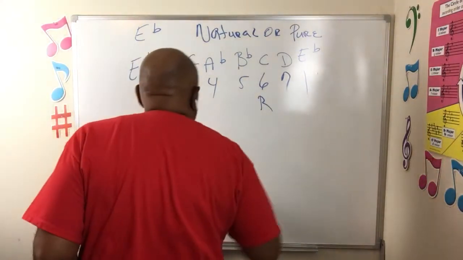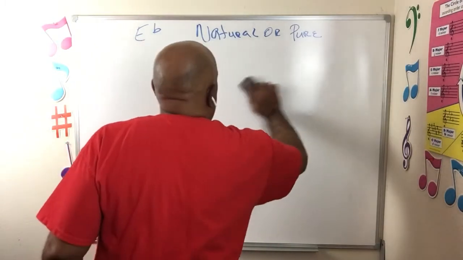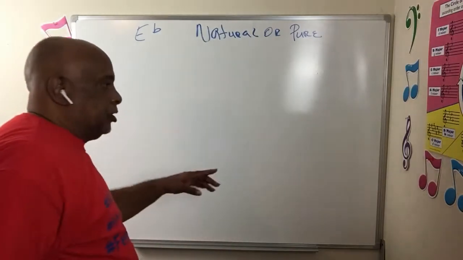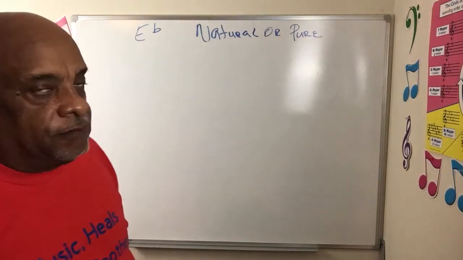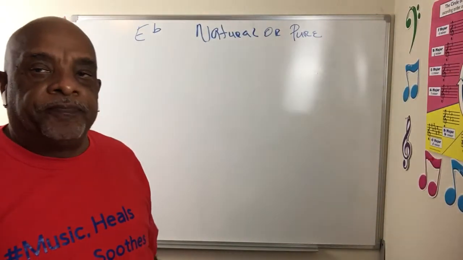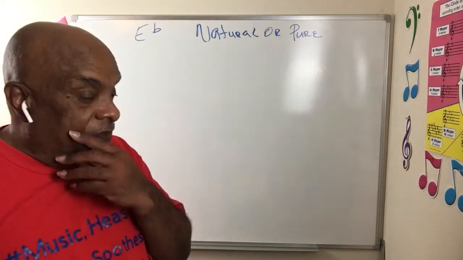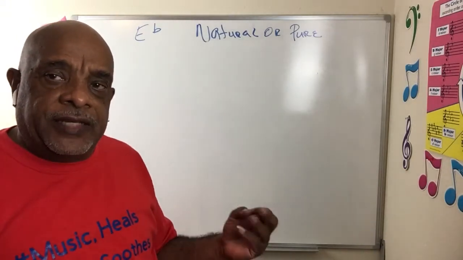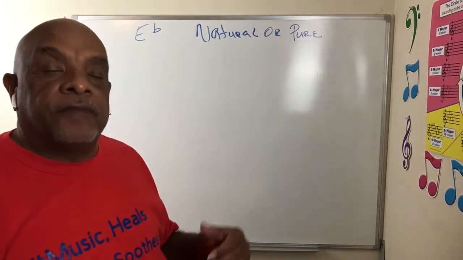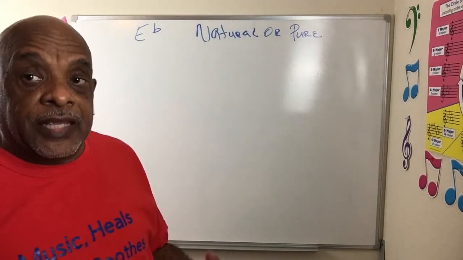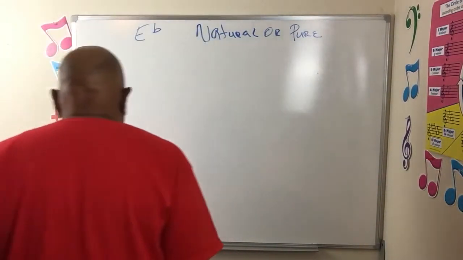So now let's take it from here. The relative minor scale is going to have the same key signature as the major scale. In this case, even though the relative minor is C minor, C is still going to have three flats: E flat, A flat, and B flat. So we're going to start with the natural or the pure minor first.